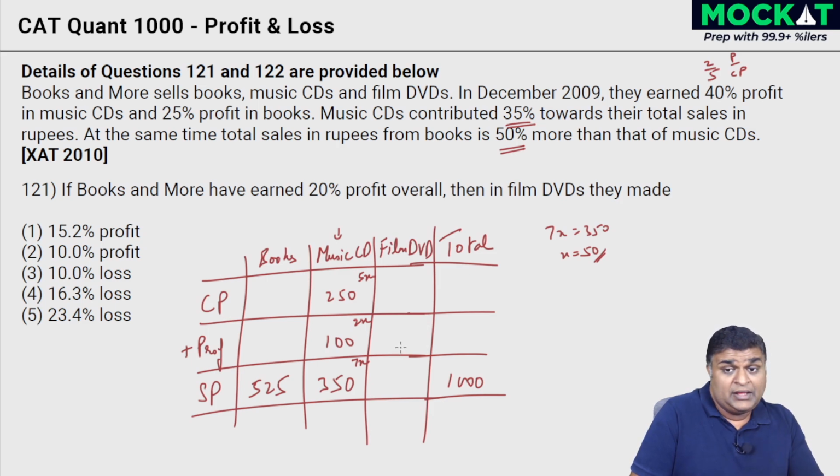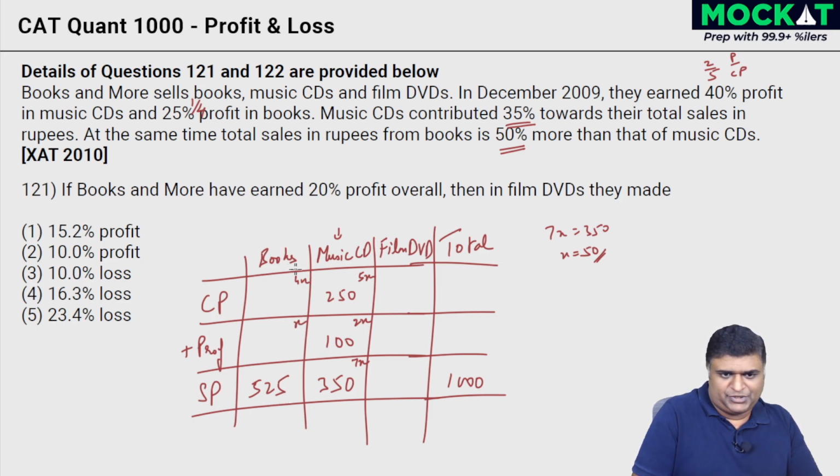You've broken it down. Over time, if you know these, you should be able to do this part mentally. You don't need to break this down. If you know this is 40%, 2/5, 5x, 2x, 7x, and 7x is this, you should be able to get the rest. Let's try it out for the next one. 25% profit in books. 25% is nothing but 1/4, 1/4 of cost price. So if this is 4x, 1/4 of it is x. x is the profit.